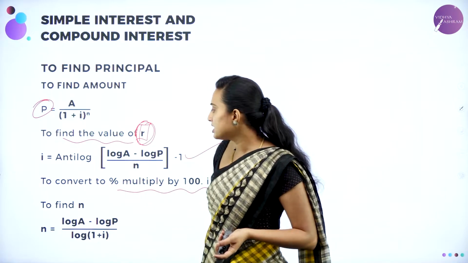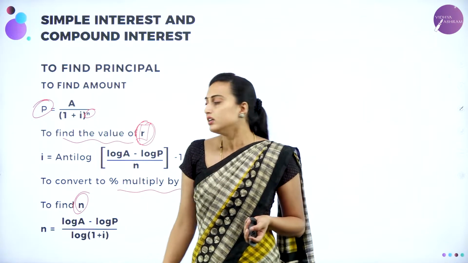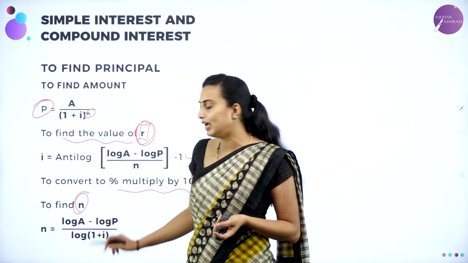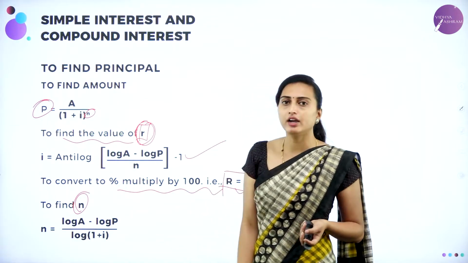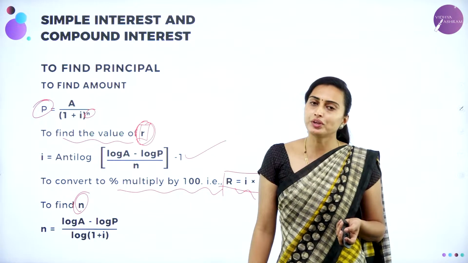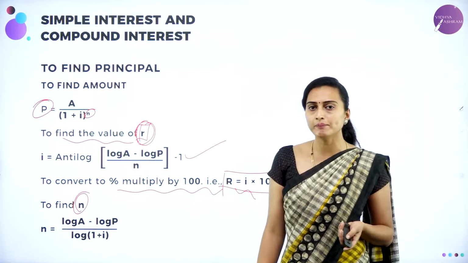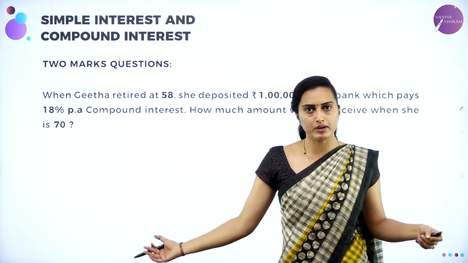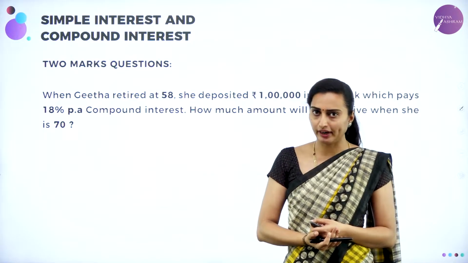Next, if they ask you to find n, then n is equal to (log A minus log P) divided by log of (1 plus i). So these are all the formulas you need to remember, according to what they have given. Next, we'll be moving on to the problems, directly to the 2-marker problems.